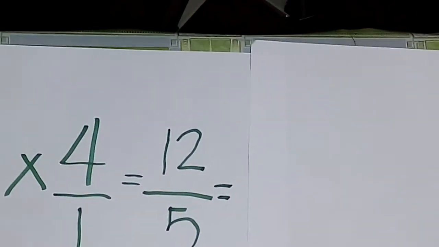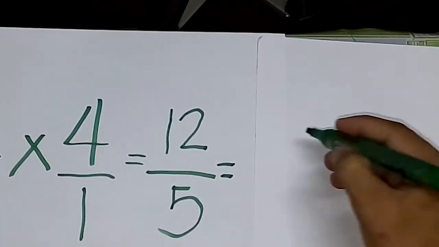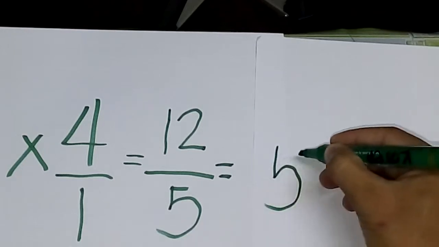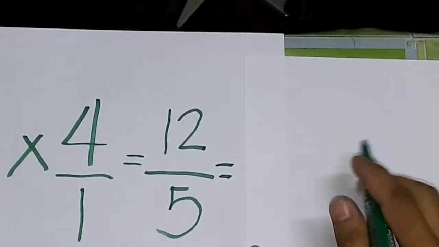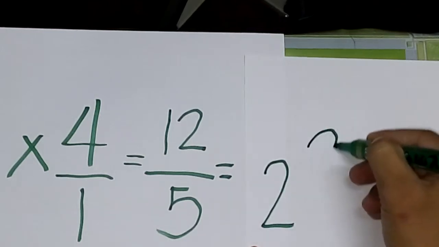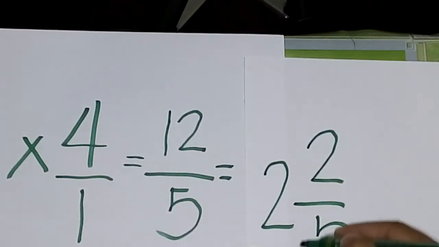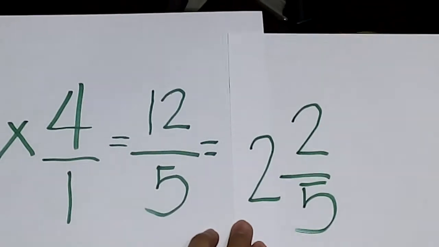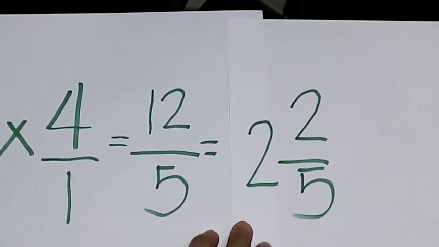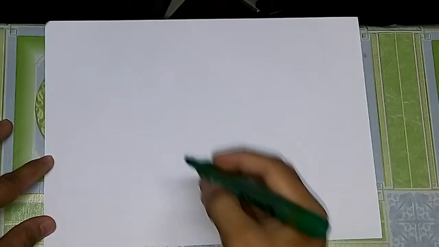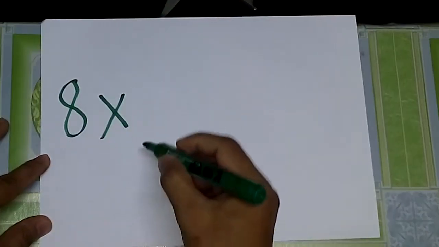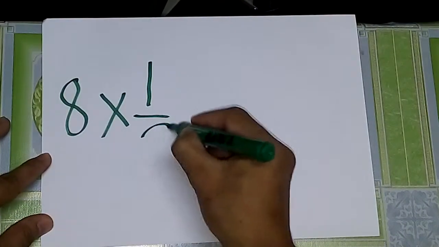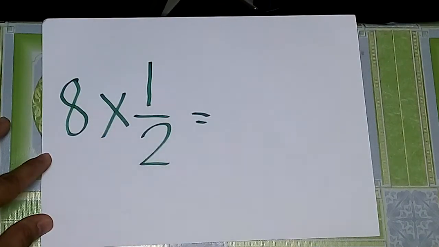So 12 over 5, that is 2 and 2 fifths. So that is the simplified form of 12 over 5. Another example. 8 times 1 half. So 8 times 1 half.